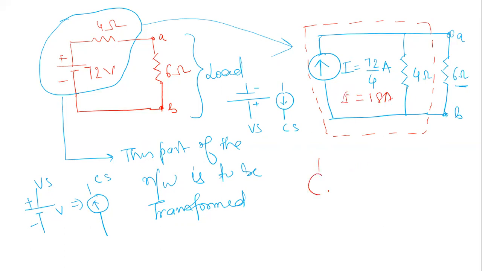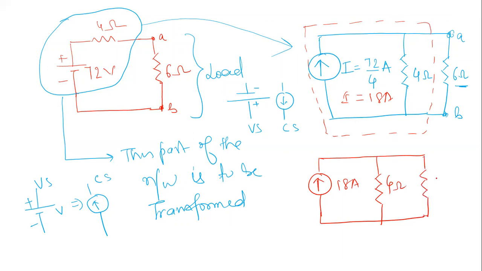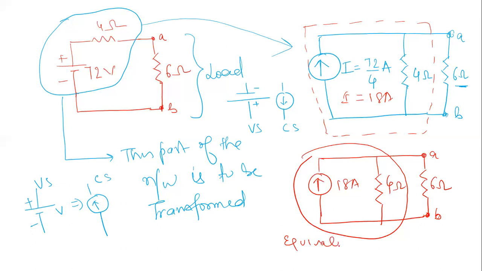So you can redraw this one properly. You have an 18 ampere current source, and then you have a 4 ohm resistance, and then you have a 6 ohm resistance, right? And then this is the load branch. Okay, so this is the equivalent of the given voltage source, right? So this is the equivalent current source.